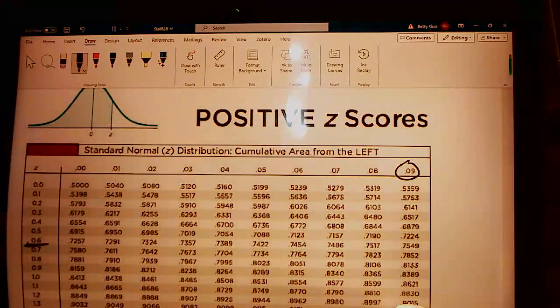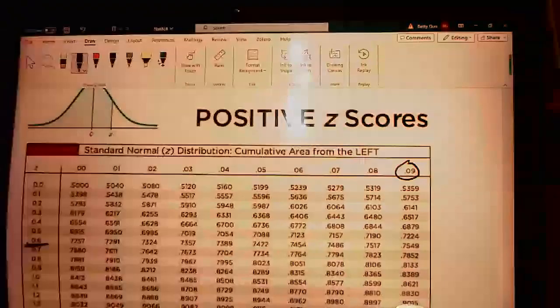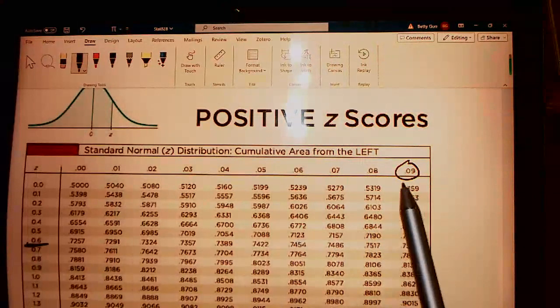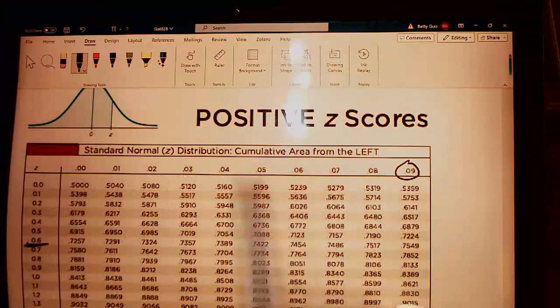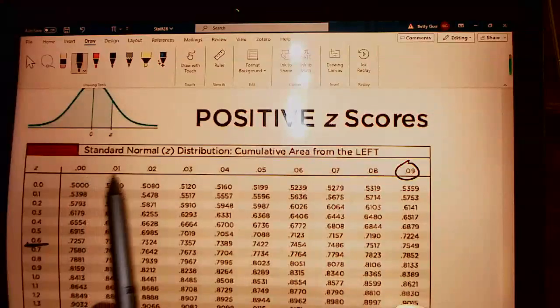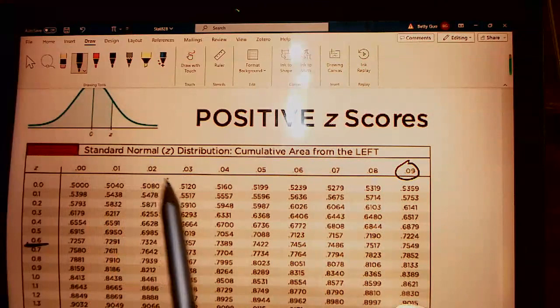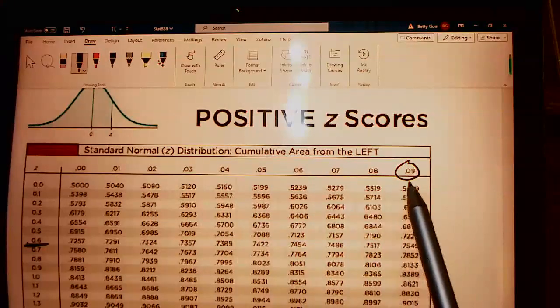Because 0.69 is 0.6 plus 0.09, the hundredth. So we already have a 0.6 right here, and we need to find a 0.09 on the top. On the top, we have 0.00, 0.01, 0.02, 0.03, all the way to 0.09. So that's our 0.09.